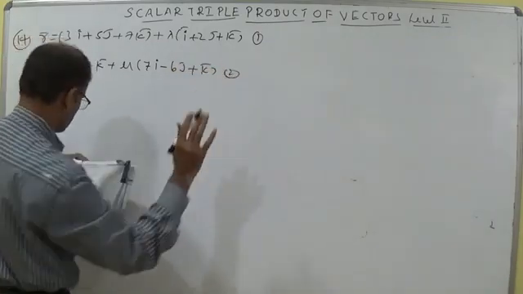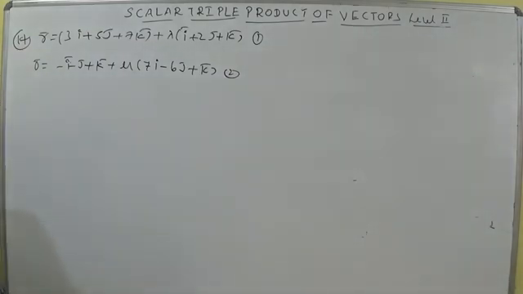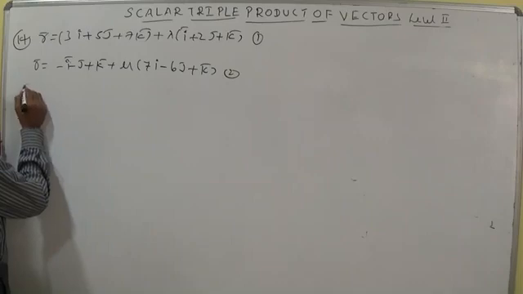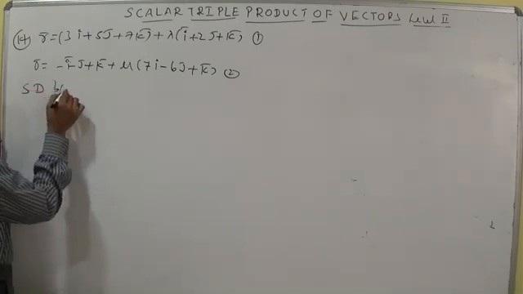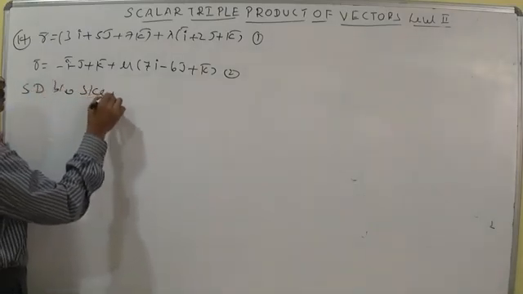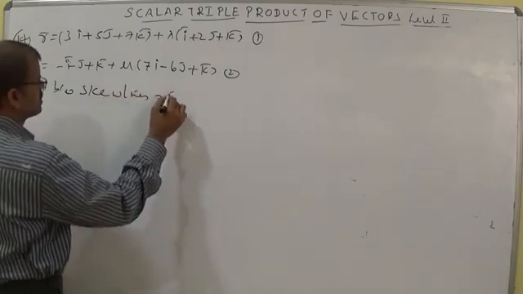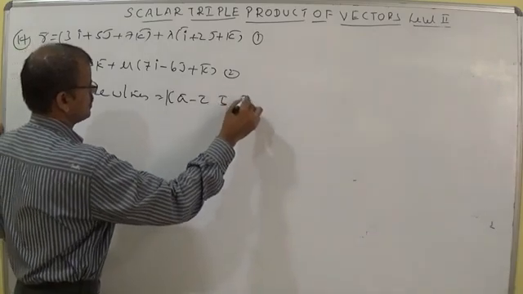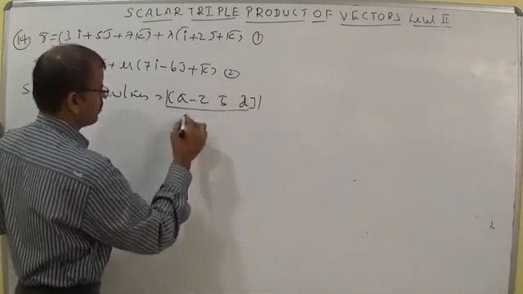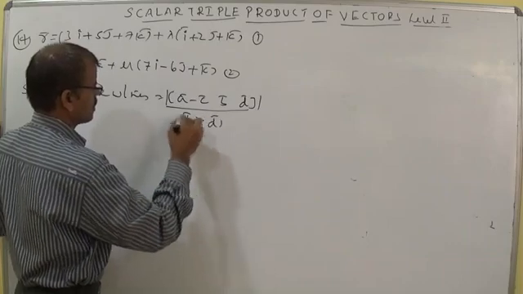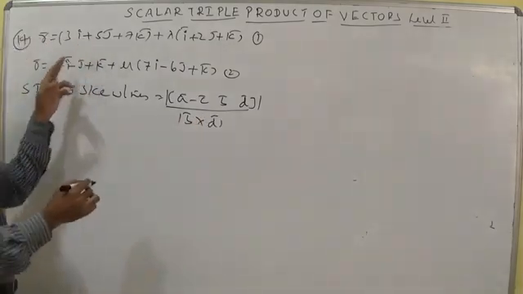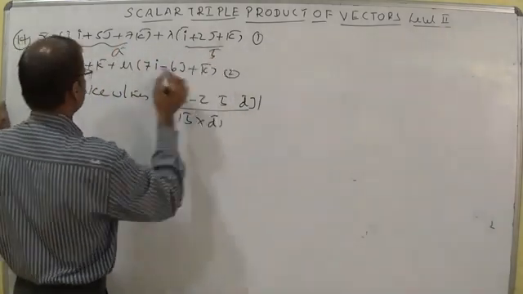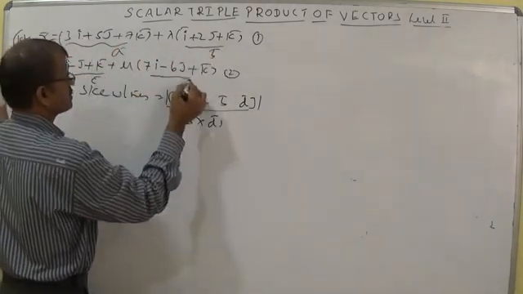The second question he did not give. Now he has given that the lines are skew lines. Therefore, the shortest distance SD between skew lines is equal to the formula box A minus C, B, D divided by the modulus of B cross D. You know that this is A and this is B, this is C and this is D.